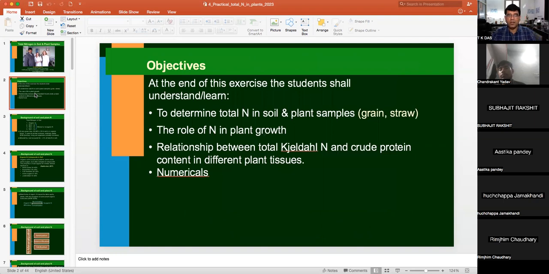Now we come to the objectives of this exercise: to determine total nitrogen in soil and plant samples, that is in grain and straw. The role of nitrogen in plant will be known today, and the relationship between total Kjeldahl nitrogen and crude protein content in different plant tissues, and certain numericals. Now the question comes, why is nitrogen important for the plants? What is the role of nitrogen in plant? Tell me quickly. Yeah, Chandrakant, what is the role of nitrogen?